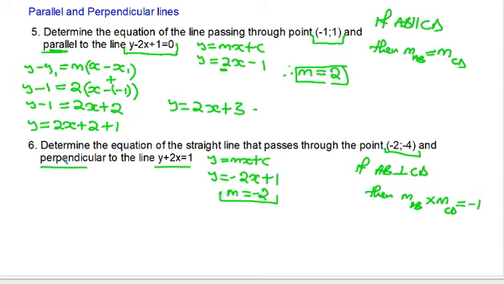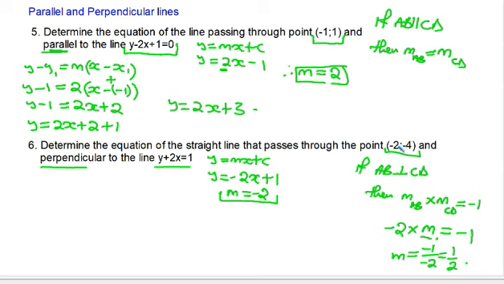But we want the gradient for the line that is perpendicular to this one. And we know that if we multiply these two gradients, we get negative 1. So we have negative 2 multiplied by the gradient that we are looking for, and this is going to be equal to negative 1. By rearranging, we'll get the gradient for the line that is perpendicular to this one. We do that by dividing both sides by negative 2. So your m here will be equal to negative 1 over negative 2, which is equal to 1 over 2.